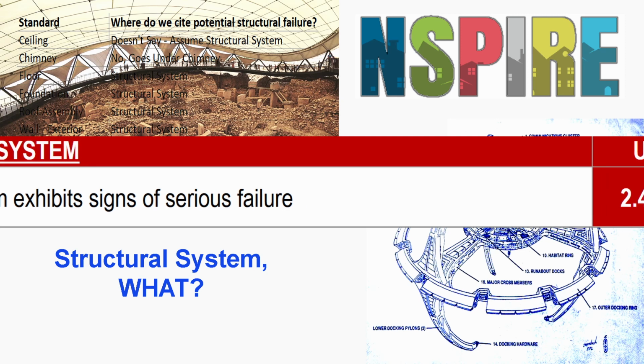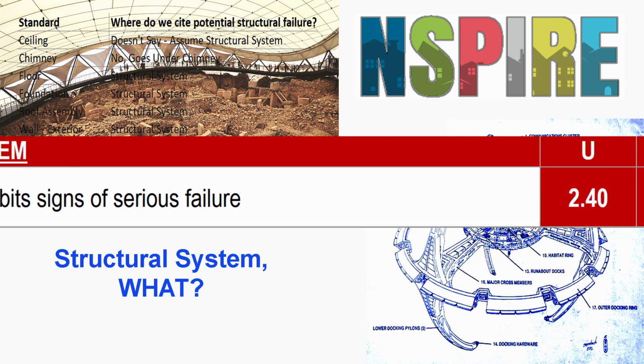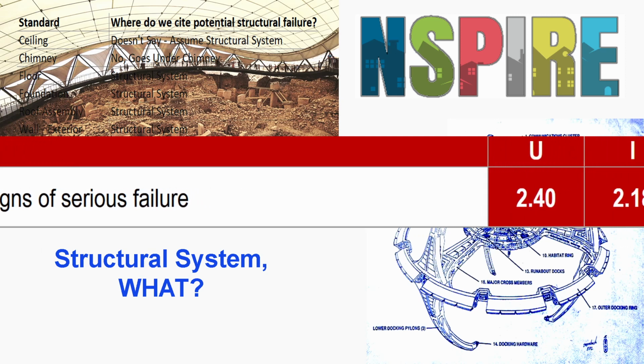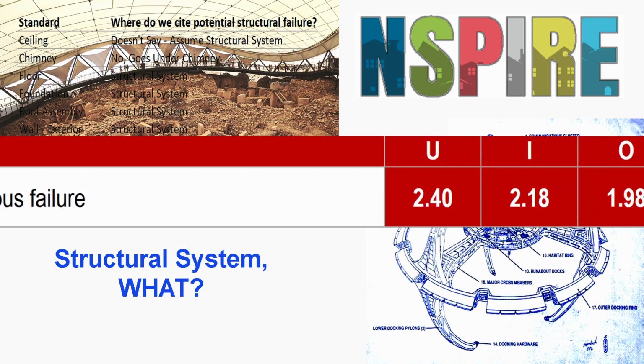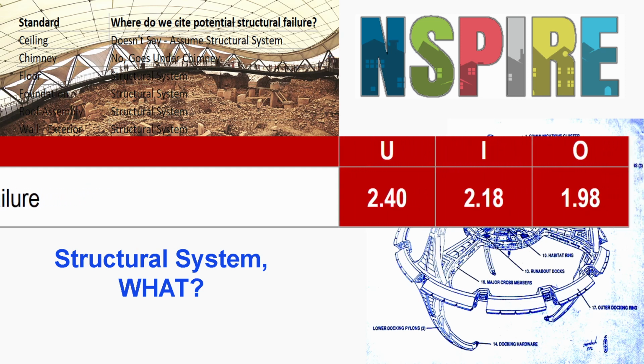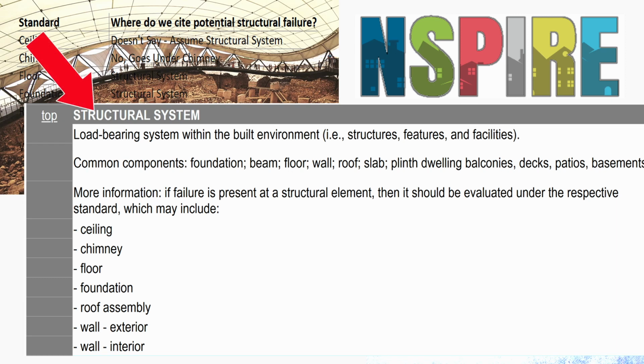There's only one deficiency under structural system. The simplified version simply says, structural system exhibits signs of serious failure. And note here that this can be cited in the unit, inside and outside. It's life-threatening, so it's high scoring. Real simple, except what structural system? What are you talking about here? The longer version goes on like this.